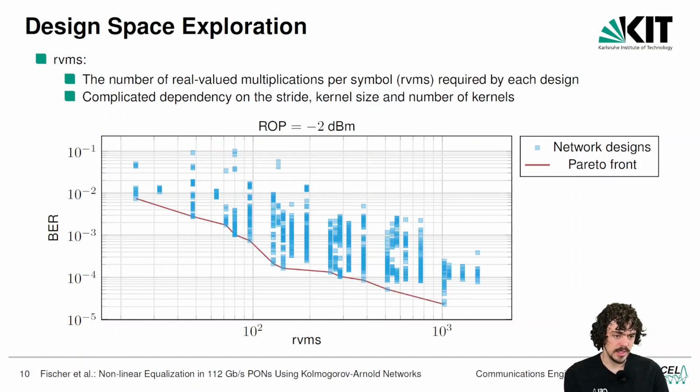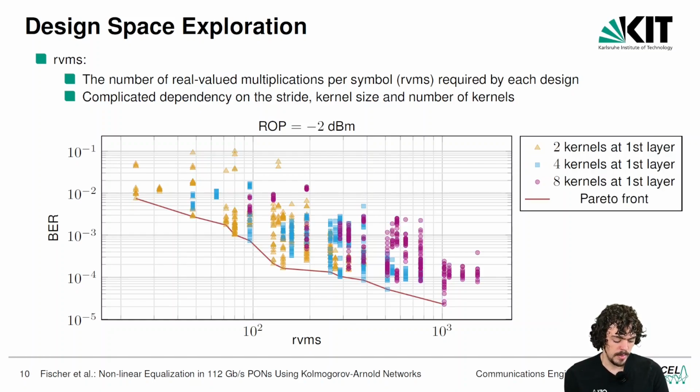However, we can see that there is an optimal trade-off between bit error rate and real valued multiplications per symbol, which is a proxy of the computational complexity of our equalizer. And this optimal trade-off is called the Pareto front. And furthermore, I illustrate here by changing the markers how the design parameters actually affect performance. So for example, if we use a higher number of kernels in the first layer to process in parallel features of the input signal, we obtain a better bit error rate performance that comes, however, at a higher cost of real valued multiplications per symbol.